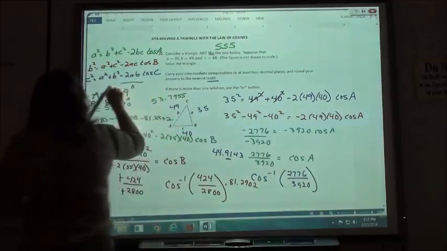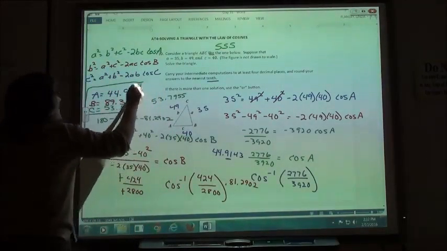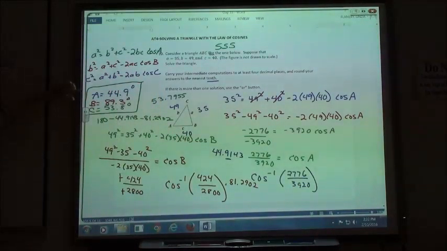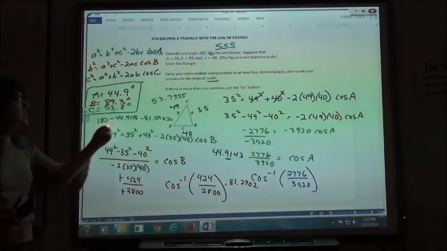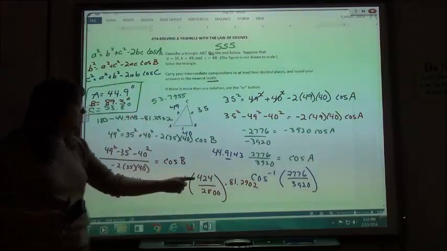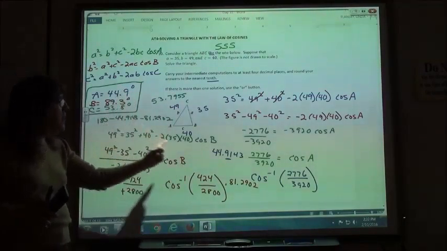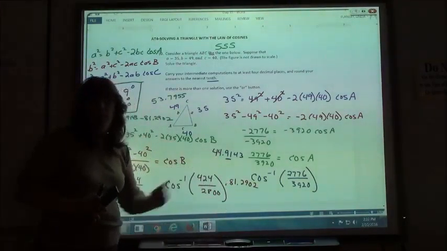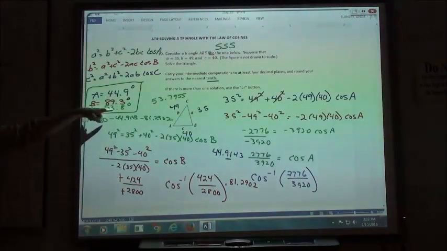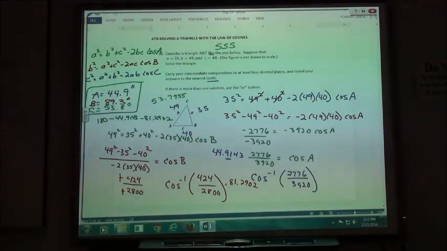And so, after all of that work, if you can read all of that, angle A was 44.9, angle B 81.3, C 53.8. Again, it doesn't happen a lot where you get a rounding error, but just to be careful, try not to use your rounded off angles. Use the ones before you rounded your answer, just to make sure that you get the right decimal place on your answer.